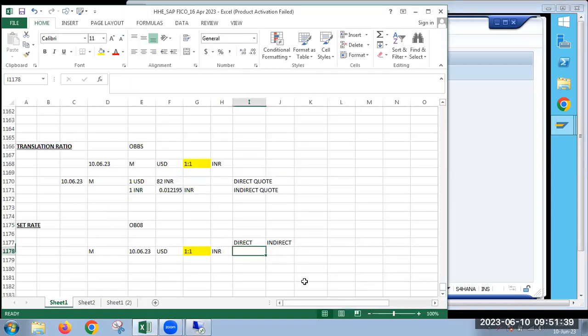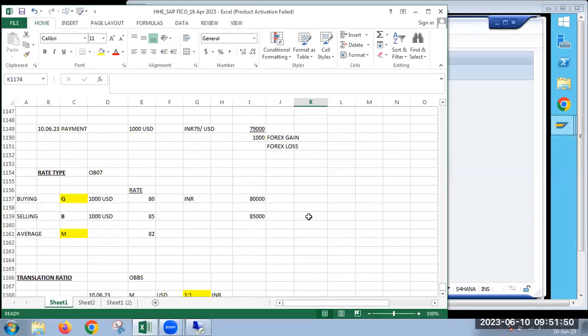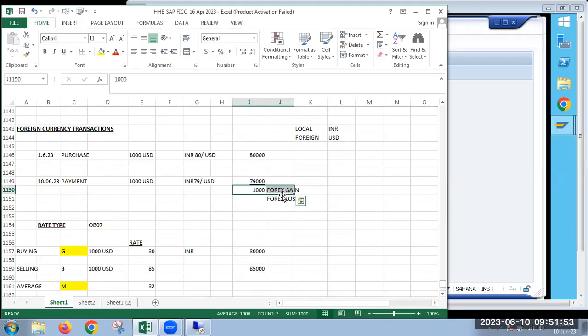So by direct rotation, we specified $1 US equal to 82 Indian rupees. Let's set the rate. Coming back to the forex gain or loss, we have discussed that the payment difference amount will be identified as forex gain or loss. The transaction will also happen automatically. If any payment difference is identified by the system, it will be posted as forex gain or loss automatically.